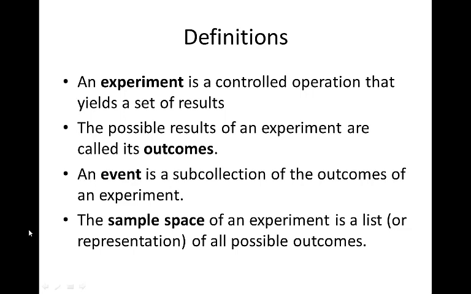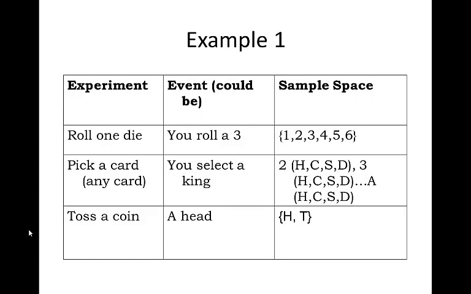And then the sample space is if we could list out all the possible outcomes, that would be the sample space. Sometimes you can't do this, but other times you can, and we'll look at some examples of these. So here's an example of an experiment. An experiment could be you roll a die, and an event of that is you roll a 3. And then the sample space of rolling one die would be a list of all the outcomes. So here's a list of anything that can happen on a regular 6-sided die. I can get a 1, a 2, 3, 4, 5, or 6.